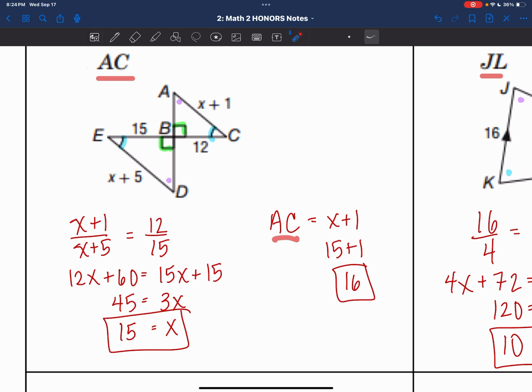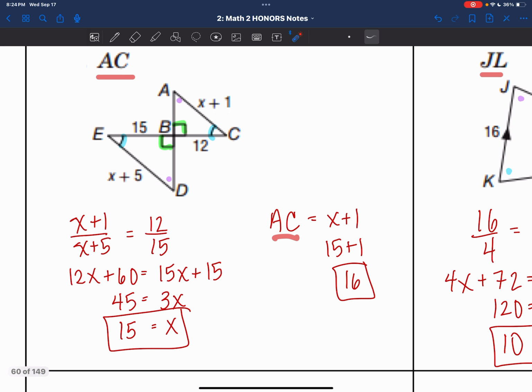So let's go ahead and let's set up our sides. So I want to know, is this side over this side? And it doesn't matter which way you do it. And then I put, since I started with this one, 12 goes with that one. So if you notice, these are lined up. And then this one goes with 15. And if you notice, those are lined up. There's different ways to set this up.